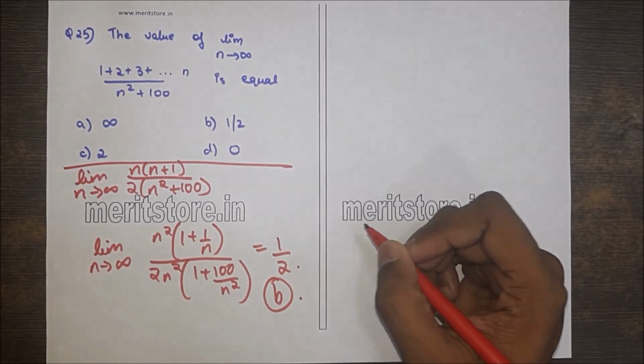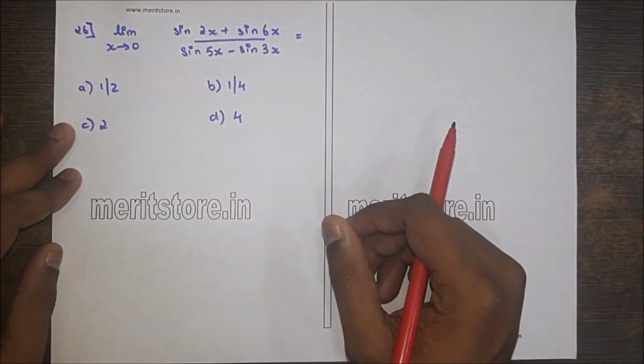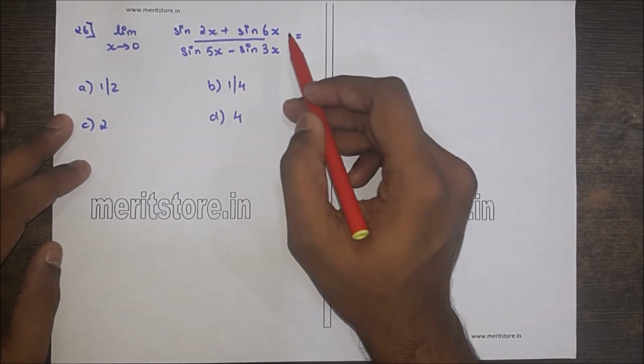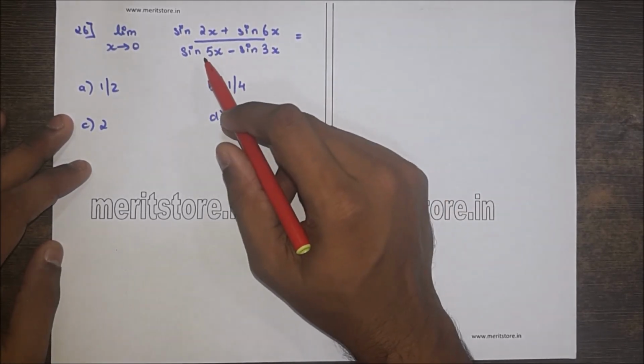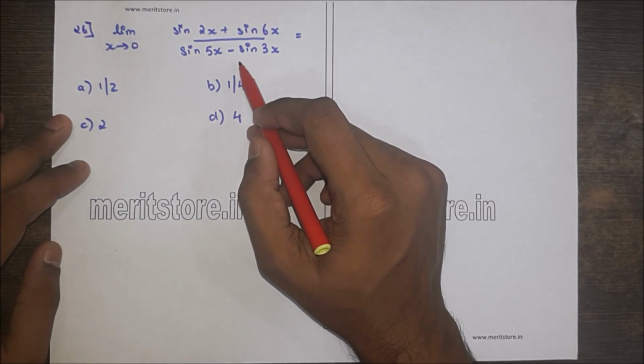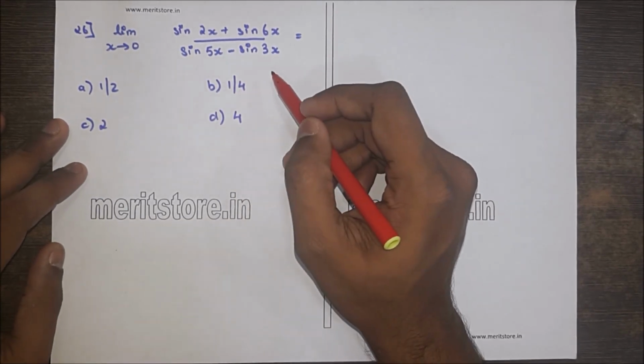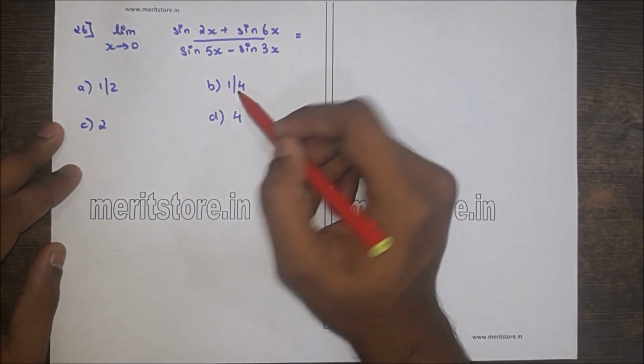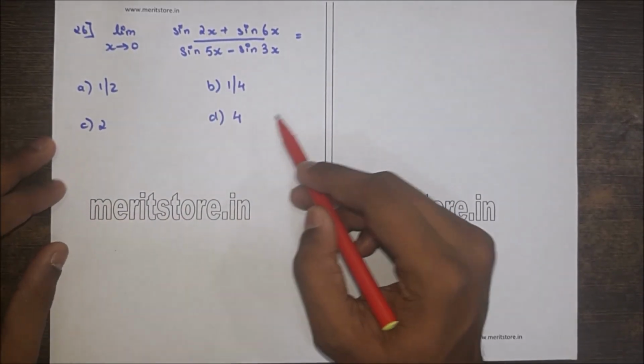Limit x tends to 0 sine of 2x plus sine 6x upon sine 5x minus sine 3x equals option A 1 by 2, option B 1 by 4, option C 2 and option D 4.